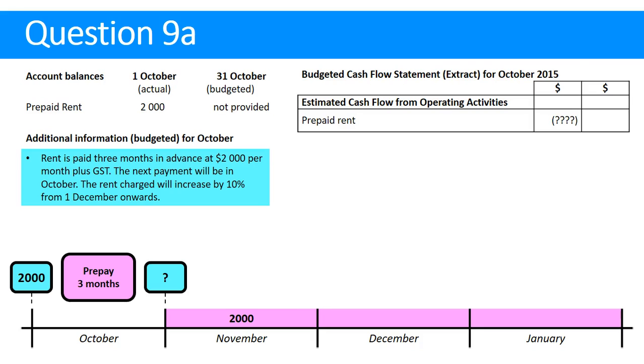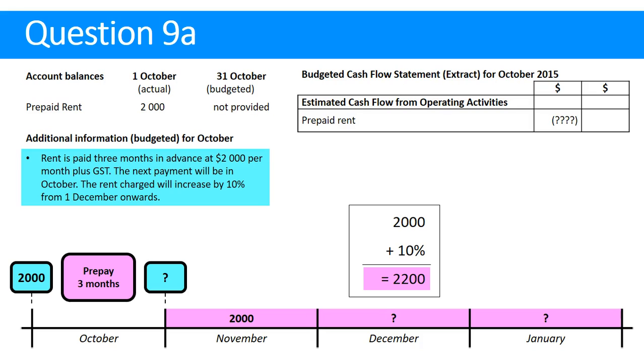So in November, that'll be $2,000. However, the rent charge will increase by 10% from the 1st of December onwards. So we don't know how much will be paid for December and January. So to do that, we're just going to take that $2,000 figure from November, add 10% to it, and we'll get $2,200. So what that must mean is the payment in December will be $2,200, the payment in January will be $2,200. So how much are we actually going to prepay in October?